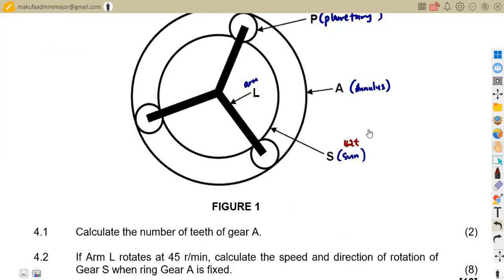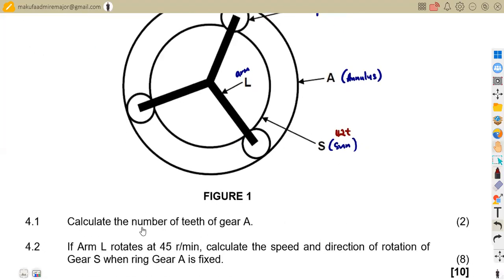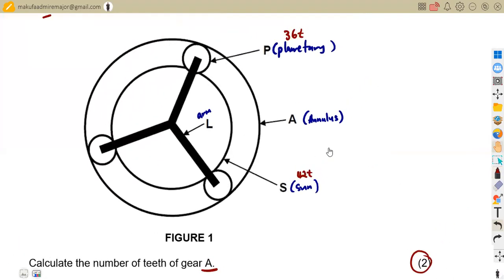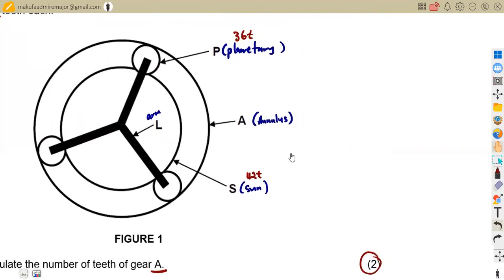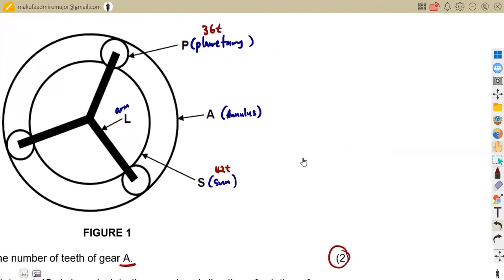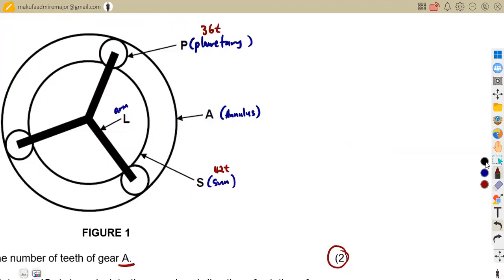So in our question, the first part was to calculate the number of teeth on A, for 4.12 marks. For the number of teeth, this one is straightforward. We just need our formulas. We do not even need the table in this case. Remember, we've got 2 formulas that we can use to calculate the number of teeth.